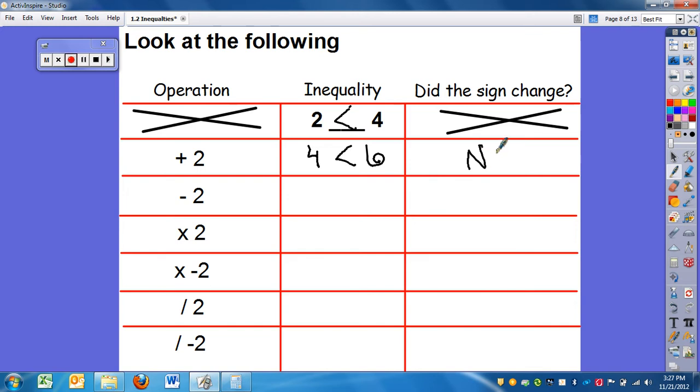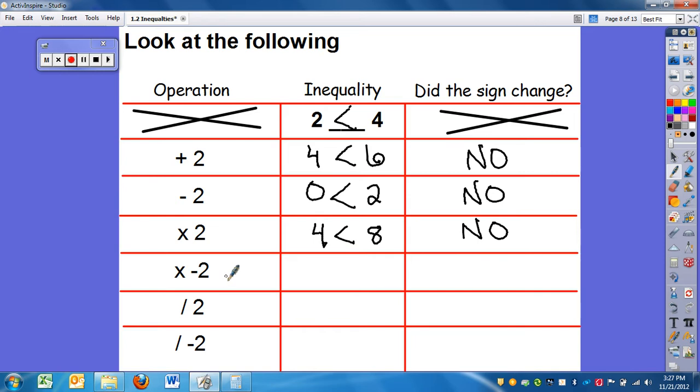I can say no. Well, now we're going to subtract 2 from my original. So 2 minus 2 is 0. 4 minus 2 is 2. And then 0 is still less than. They still face the same direction. So no, it did not change. Now we're going to multiply by 2. 2 times 2 is 4. 4 times 2 is 8. It is still less than.